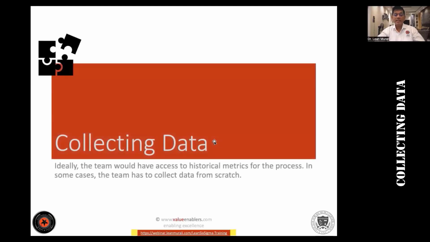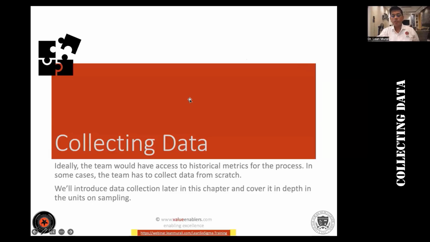All right, so collecting data. In God we trust, the rest of them bring data. We trust God. We don't ask data from God, okay, all of those who believe in God. But the rest of them bring data. It should be data-based decision making, okay? So we will introduce data collection later in this chapter and cover it in depth, using units of sampling also.